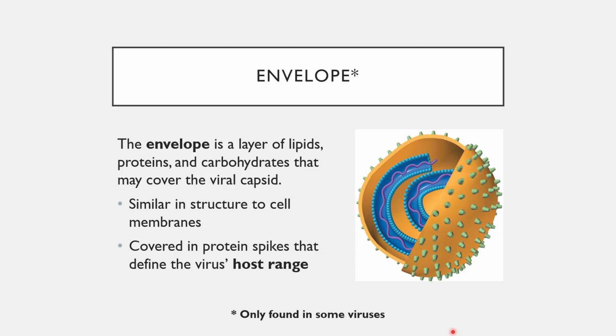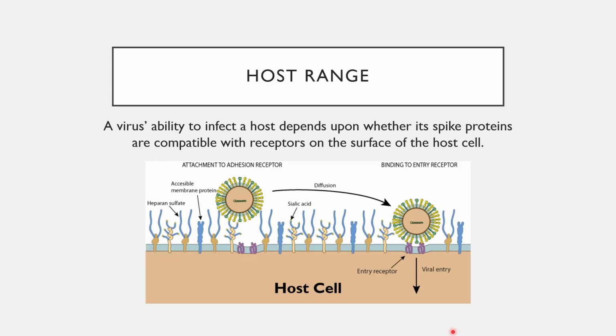When an envelope is present, it will be covered in those protein spikes that we referred to previously, and the protein spikes, whether they are found on the surface of the capsid or the surface of the envelope, play a very important role in defining the virus's host range. And that's because the virus's ability to infect and get inside of a host cell depends on whether those spike proteins are compatible with receptors on the surface of the host cell.